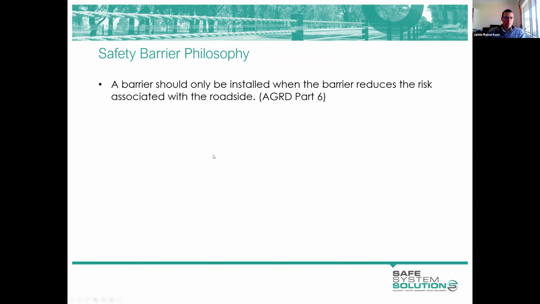A little bit of safety barrier philosophy, which is probably a bit of a rehash from last week. We should only install a barrier where it will reduce the risk associated with the roadside. There has been a shift in thinking there. It used to be the case that installing a barrier is probably well down the list of potential treatments, but it's been recognised now that installing a barrier, especially a flexible type barrier, is probably the safest thing you can do in a high-speed environment to eliminate the risk associated with a roadside.